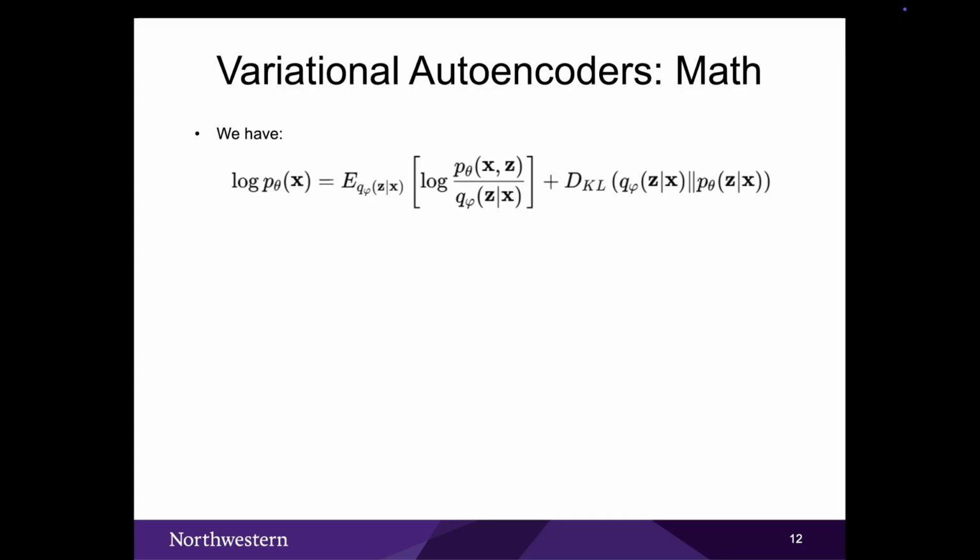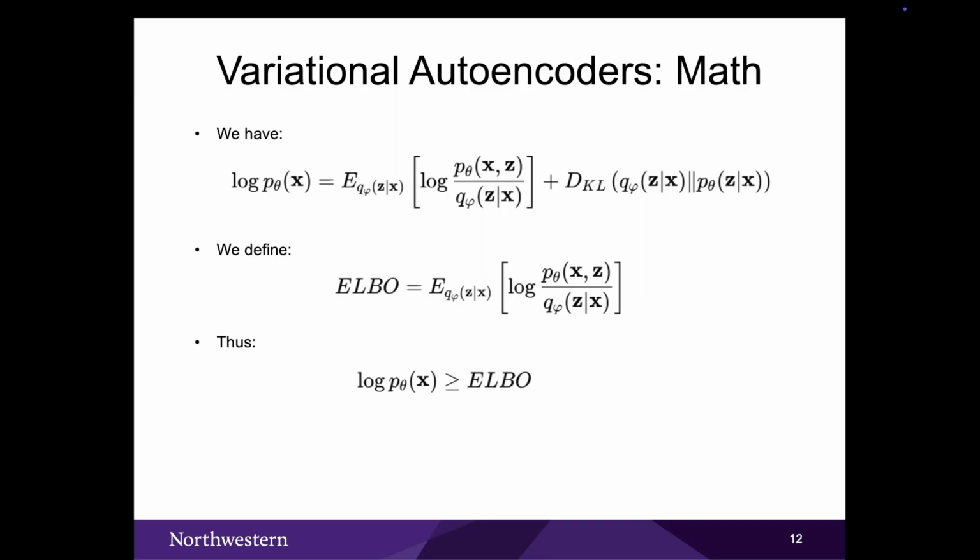We define the expectation term to be the evidence lower bound, or the ELBO. Because we know that the KL divergence term will always be greater than 0, we know that our log likelihood will always be greater than or equal to the ELBO, hence why it is called the lower bound. Thus, maximizing log likelihood is equivalent to maximizing the ELBO, which will be our goal going forward.